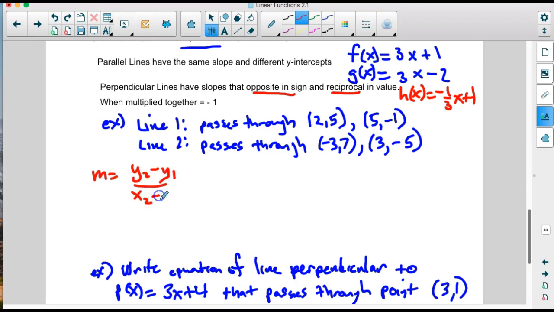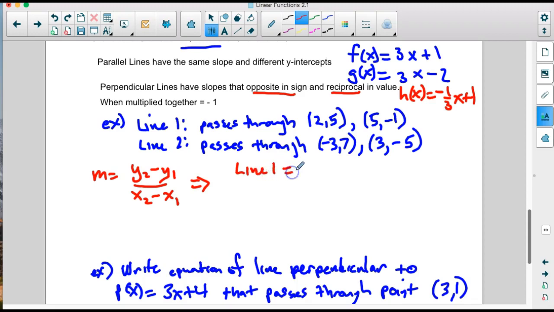to find out the slopes of these two lines, and we're going to see if they're the same, if they're opposite and reciprocals, or they might not do either one of those things. It might be that they are not parallel and not perpendicular. There's a lot of lines that are not either one of those. Okay, so let's do line 1 first.